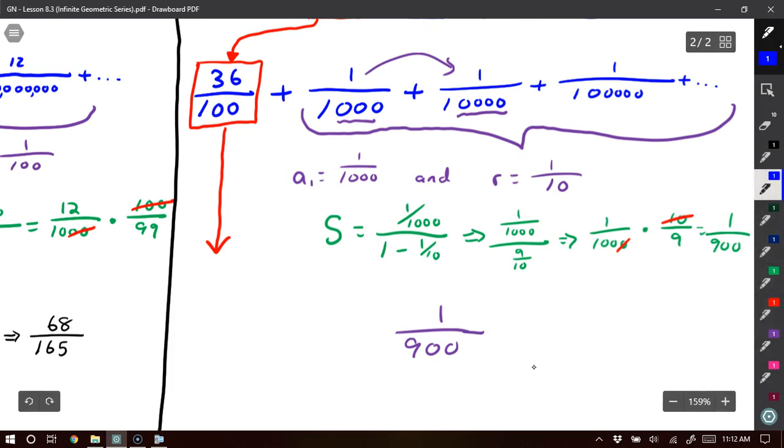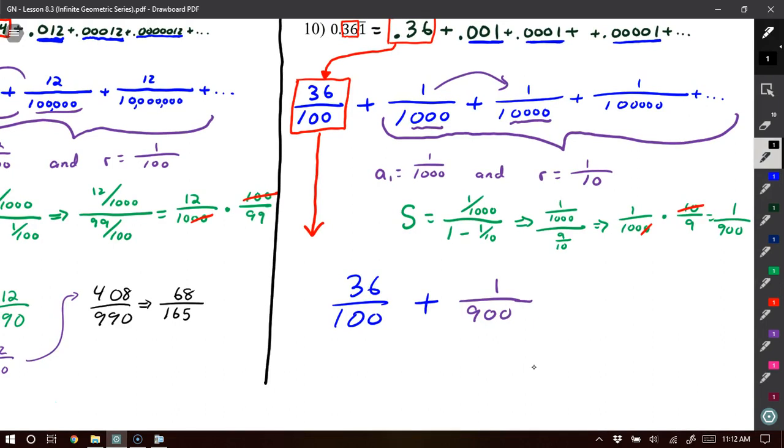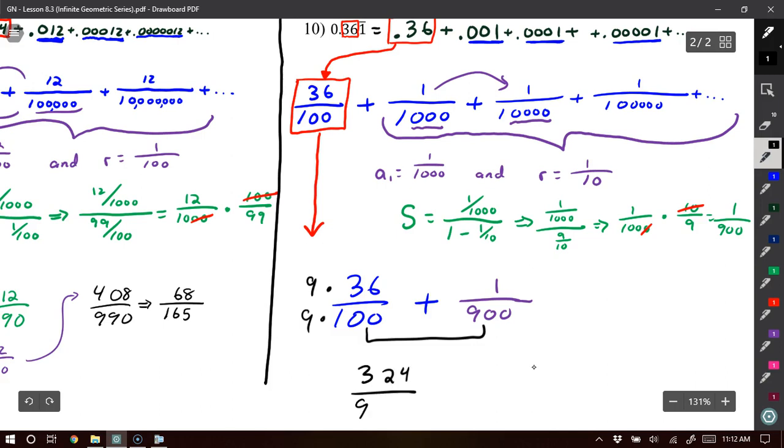But remember, I still have this 36 over 100 here that needs to be added to it to get the final answer. And this is why I keep the 36 over 100 and I don't simplify until the very end. It's because the common denominator here is not bad. I have a 100, I have a 900, so I'm going to multiply the top by 9 and the bottom by 9. So I get 324 over 900 plus 1 over 900. And that's going to give me 325 over 900.